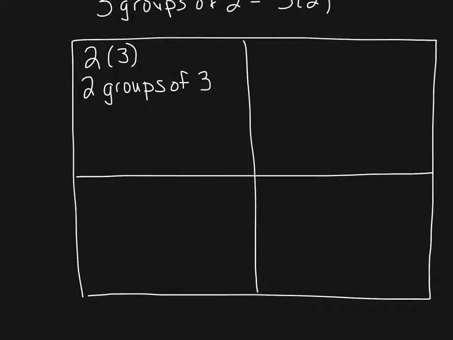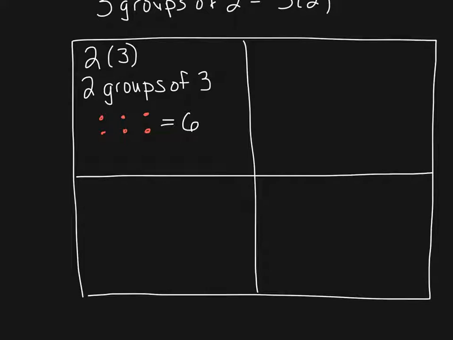If we were going to draw that out, it means we have 2 groups of 3. So if we're looking at this, we see that here we have 1 group of 3, here we have 1 group of 3, and that makes our 2 groups of 3. So altogether, we have 6 floats, because we have 2 groups of 3, and positive 3 is the floats.